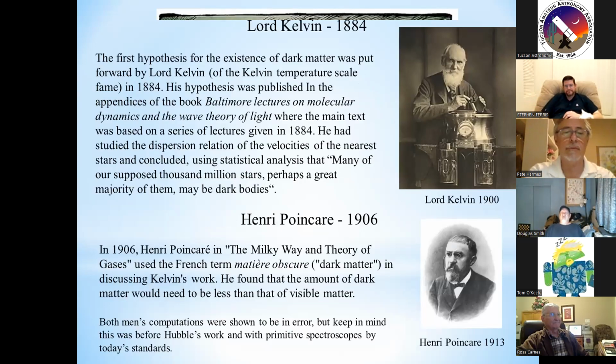Surprisingly enough, the first known hypothesis that I could find for the existence of dark matter was put forward by Lord Kelvin. You remember him. He's the guy who invented the Kelvin temperature scale. In 1884, he published an article in a book called The Baltimore Lectures on Molecular Dynamics and the Wave Theory of Light. It's quite a title. And he had studied the dispersion relation of the velocities of all the nearby stars. And using statistical analysis, he concluded that there must be many, many, many stars that are dark, basically, that we can't see. Turns out that was completely wrong analysis, but right conclusion, wrong proof.